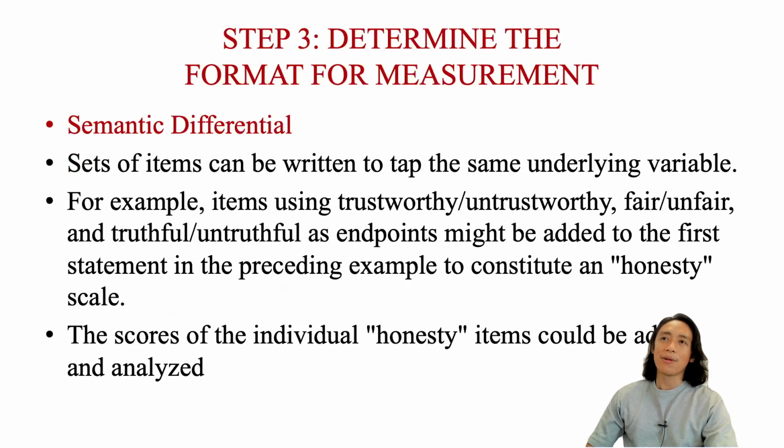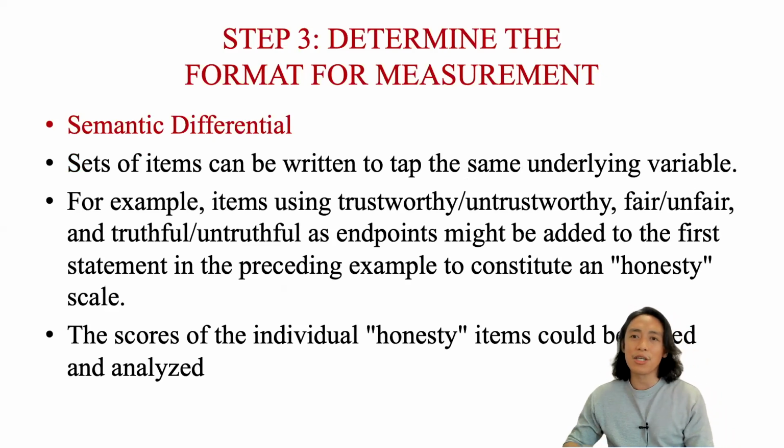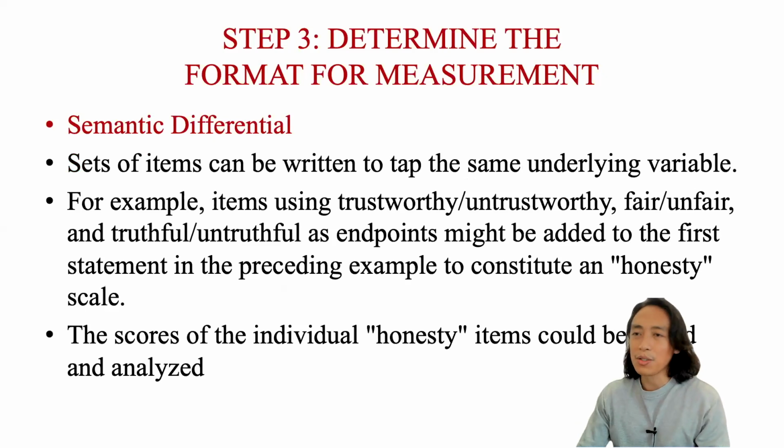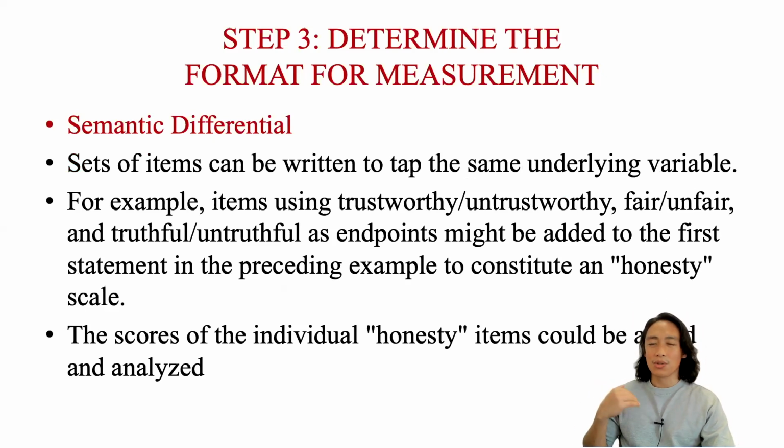You could have a set of adjective pairs, a set of items that you think are good indicators of the same hypothetical construct. For example, the following pairs, trustworthy-untrustworthy, fair-unfair, truthful-untruthful, can all be hypothetical indicators of a construct. Let's say, for example, honesty. So, an argument can be made that honesty as a general construct can be measured by these adjective pairs. The scores on the individual honesty items could be added up and considered as a score that represents the true score of the individual when it comes to perception of honesty.